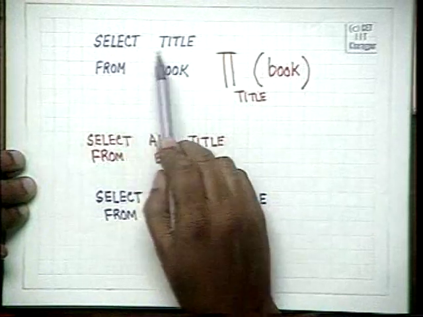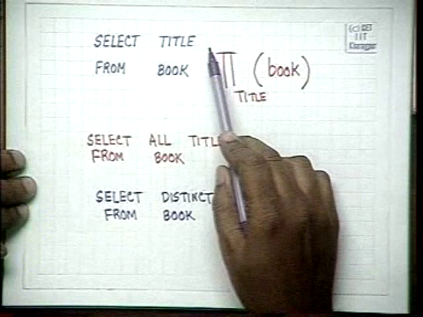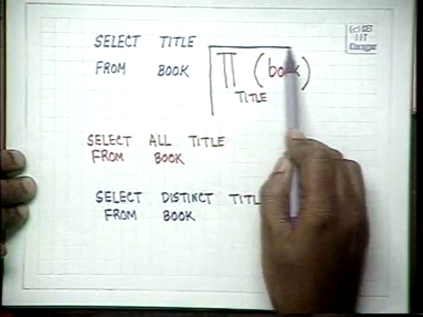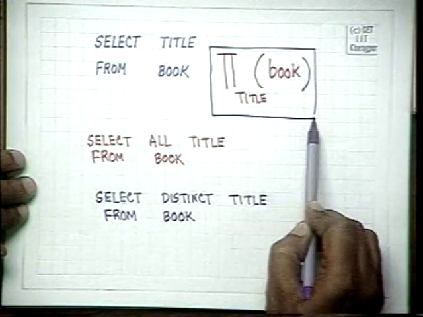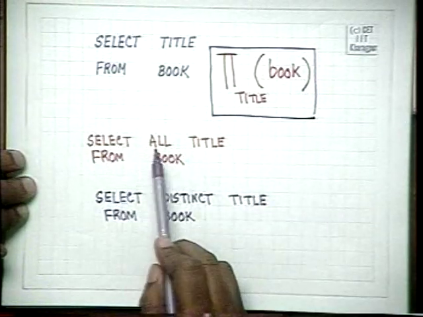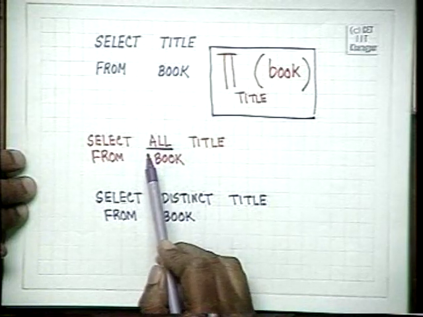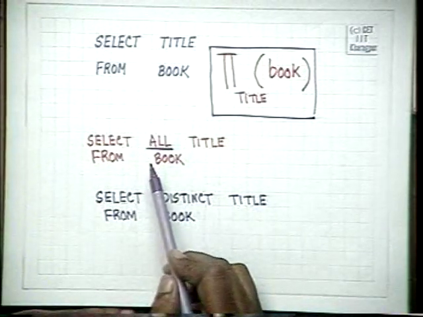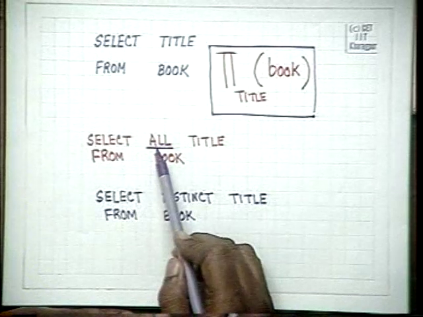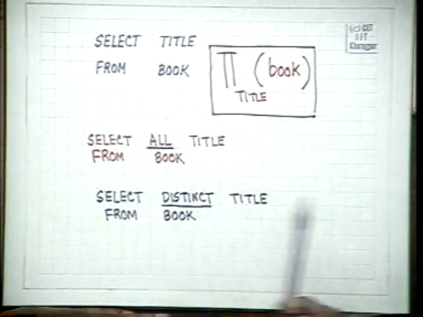The simplest query is of this type: select title from book, which is equivalent to this statement in relational algebra. In book, you project out all the titles. Select all title from book. If this all is there, then even duplicate items will be listed, even if they exist more than once. And distinct will remove all duplicates.